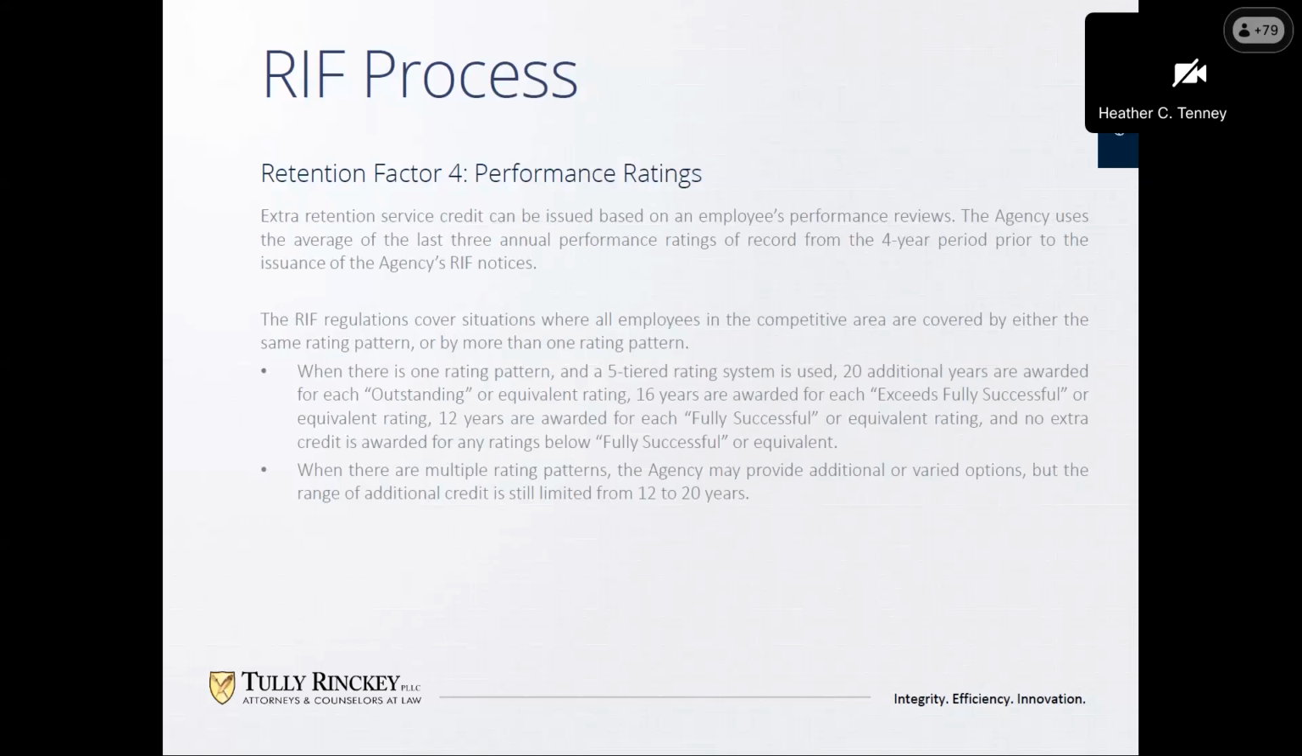Now, ultimately, the RIF regulations cover situations where all employees in a competitive area are covered either by the same rating pattern or by more than one rating pattern. This can get a little complicated in terms of how, but in general, employees can receive anywhere from 12 to 20 additional years of service credit based on their evaluations. If ultimately they have 3 outstanding, the equivalent of when we use a 5-tier, 5s, then they're going to get the max of 20 years. And obviously thereafter, there can be variation.